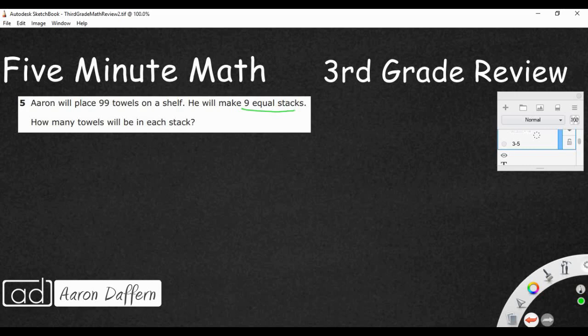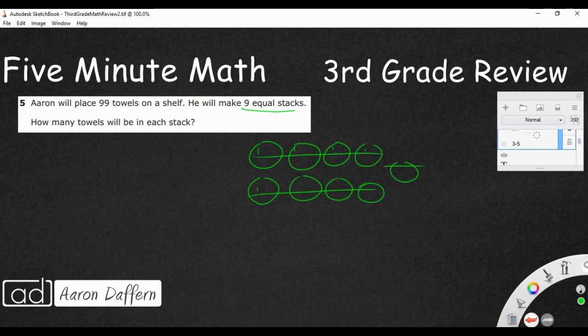So if you wanted to, you can have 9 circles here, and you can just start putting 1 in each stack until you hit 99. 1, 2, 3, 4, 5, 6. That's going to be a lot. That is possible, but you can get a wrong answer because you could miss something. Now, 99 divided by 9, some of you might know that as a fact.